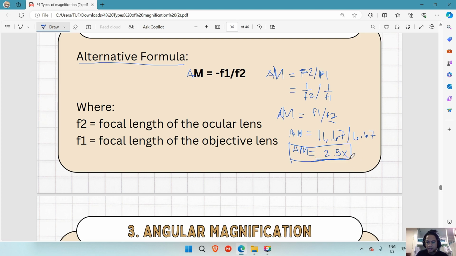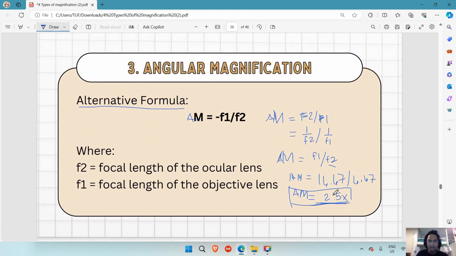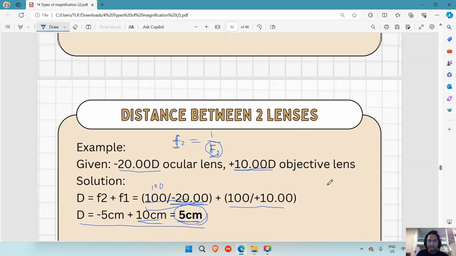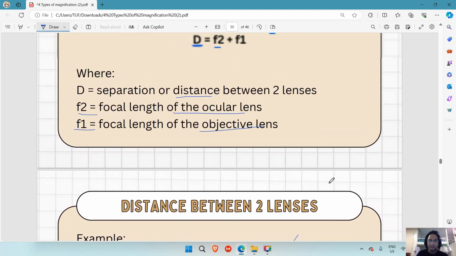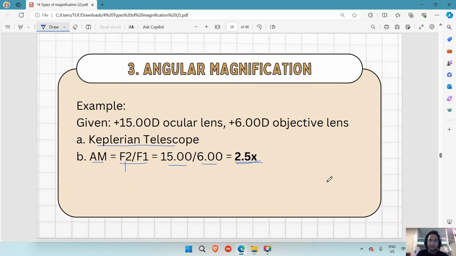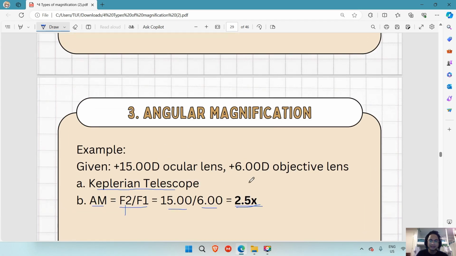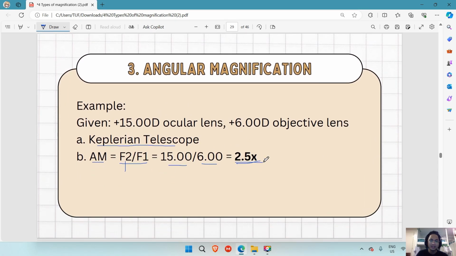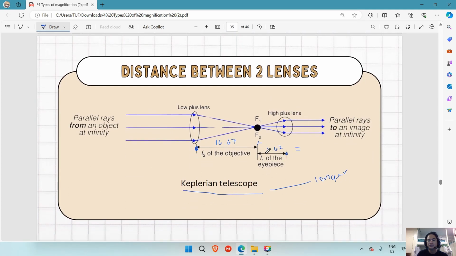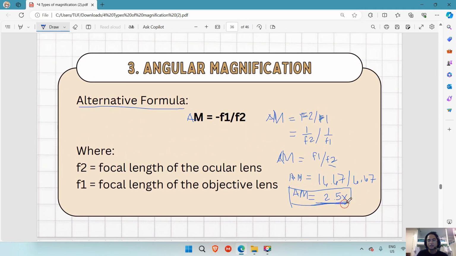Is it the same as what we got earlier? Let's check. Okay, that was the Keplerian one. So we got the same answer from our previous example, 2.5 times. So you can use this if you like.